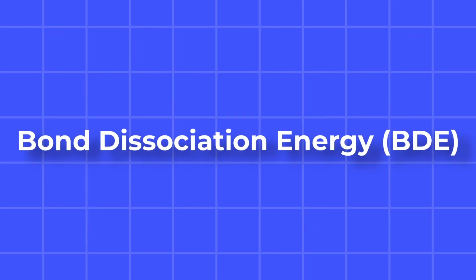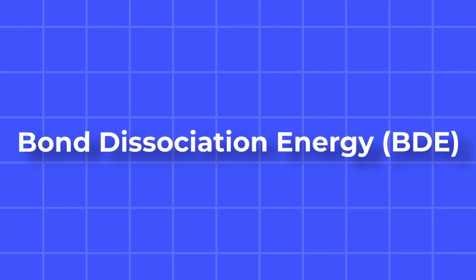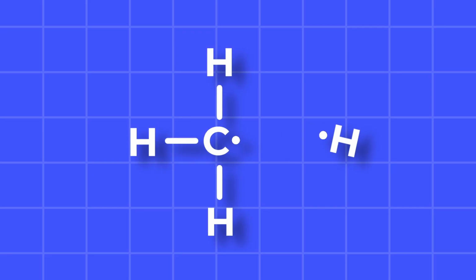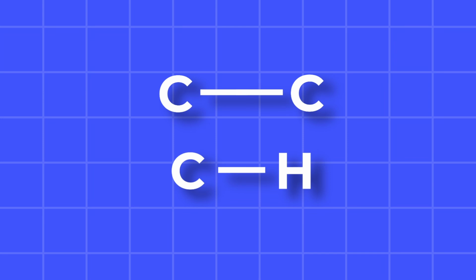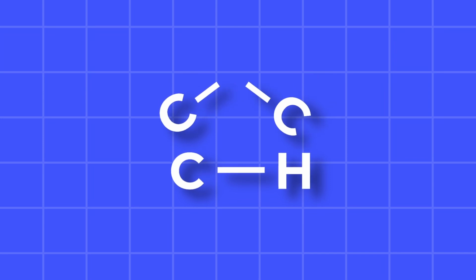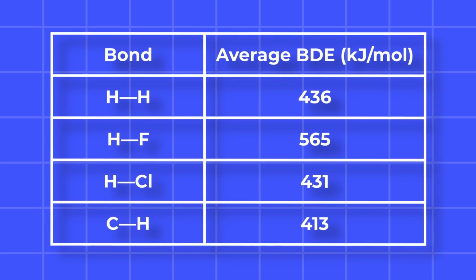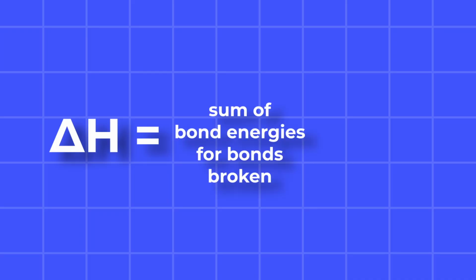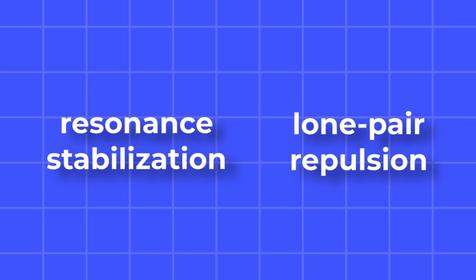Quick recap. Bond dissociation energy, BDE, is the energy to break a bond homolytically, splitting it evenly into radicals. Shorter bonds tend to be stronger. Use tables to estimate reaction enthalpy. Delta H equals the sum of bond energies for bonds broken, minus the sum for bonds formed. Keep an eye on resonance stabilization and lone pair repulsion.